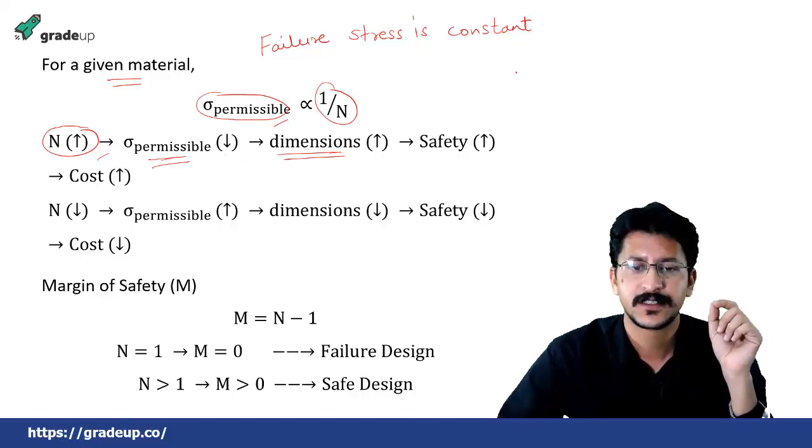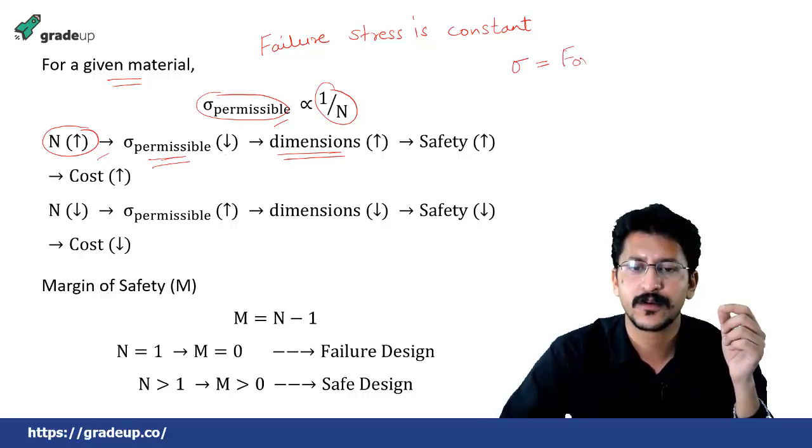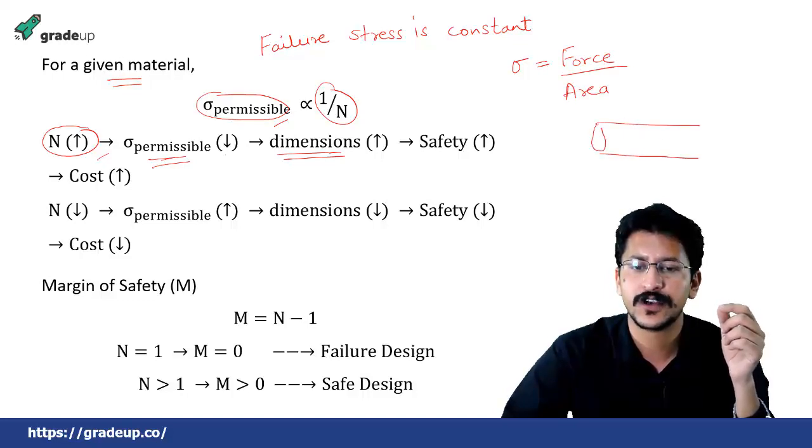How? Because what is stress? Stress is equal to force upon area. If we consider a circular rod of diameter d, in that case the area will be equal to what?